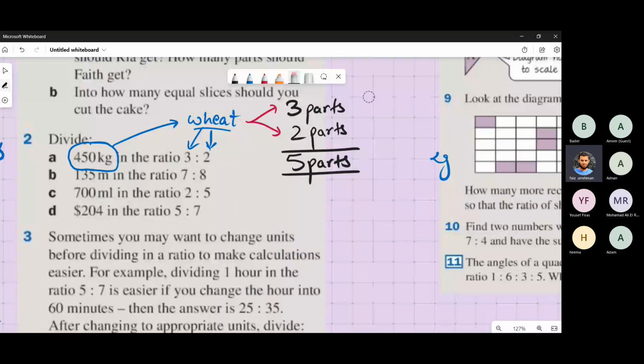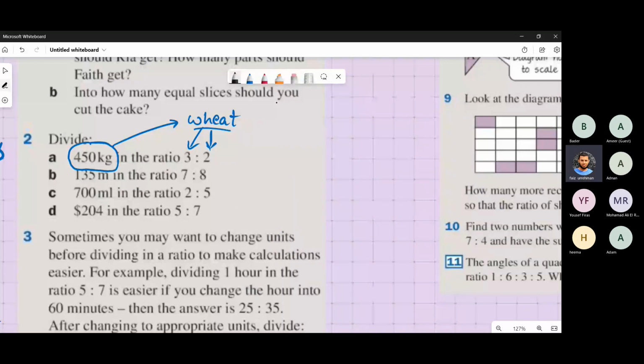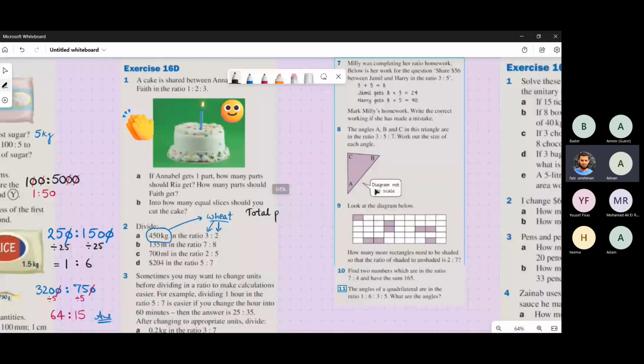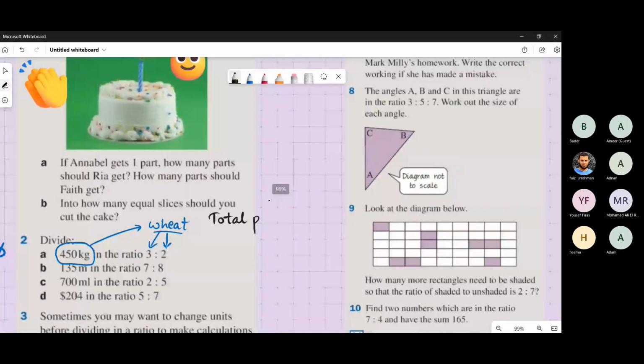Let me tell you how to solve this type of question. Please start writing. This is question number 2A. This is very, very important. Everyone please note it down. This is exercise 16B. So write it down. Total parts is equal to 3 plus 2, which is 5.